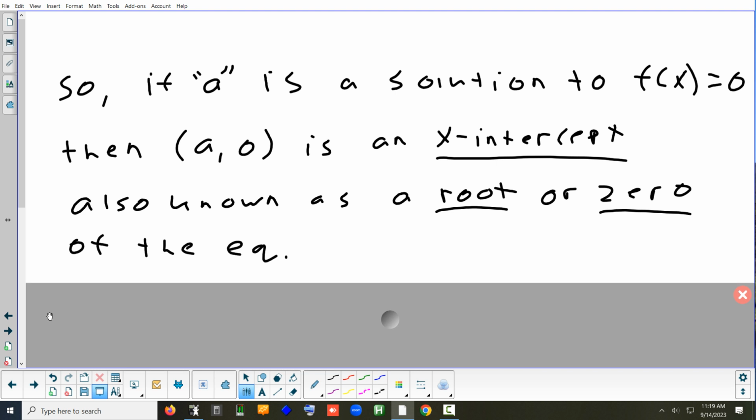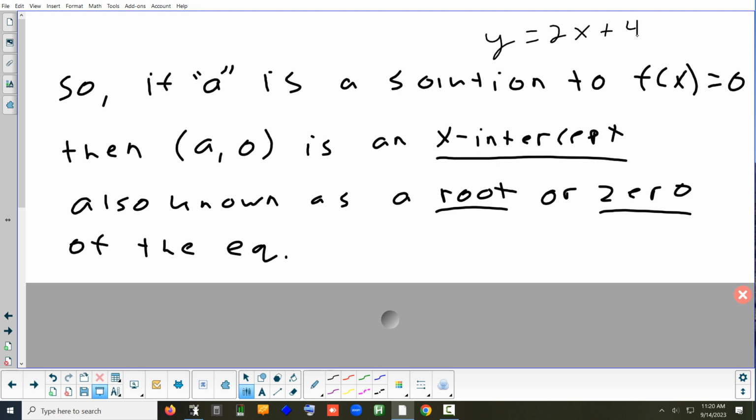So if you find a number that you can plug into an equation, like here's a simple one. If you can find a number that you can fill in for x, and you get 0 for y, in this case, -2. That number, -2, 0, would be called an x-intercept. The number -2 itself is called the 0 of the equation. You can also call it a root.